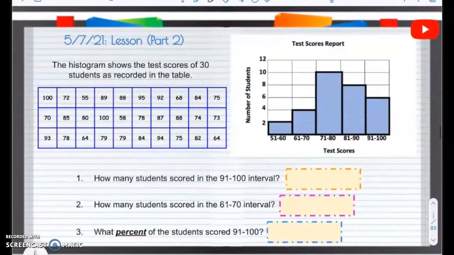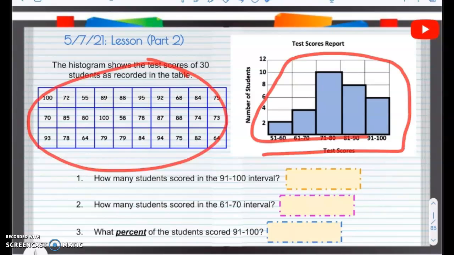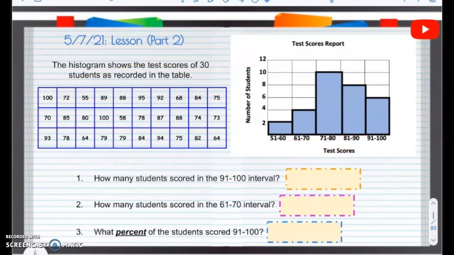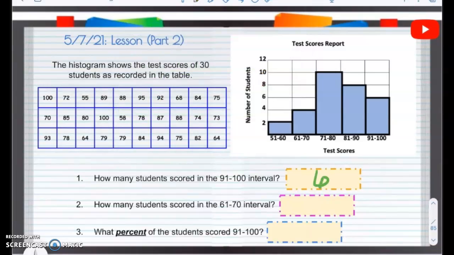All right, so this histogram is going to show the test scores of 30 students as recorded in the table. So this graph is going to represent the scores in the table. How many students scored in the 91 to 100 interval? Well, let's see. Look at this, 6 students. So we will put 6. How many students scored in the 61 to 70 interval? 61 to 70. 4.